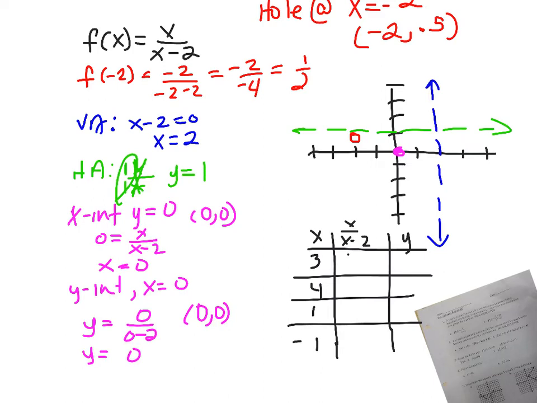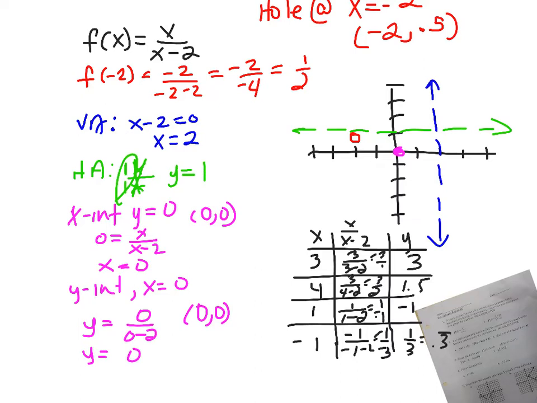All right, so plug in 3. So it's 3 over 3 minus 2. So that's 3 over 1, so that's 3. 3 over 4 minus 2, so that's 3 over 2, so that's 1.5. 1 over 1 minus 2, so that's 1 over -1, so that's -1. -1 over -1 minus 2, so that's going to be -1 over -3, so that's positive 1/3. So that's like 0.3 repeating, right?